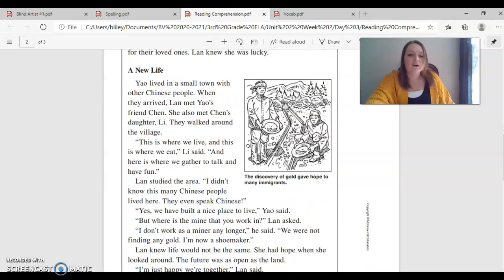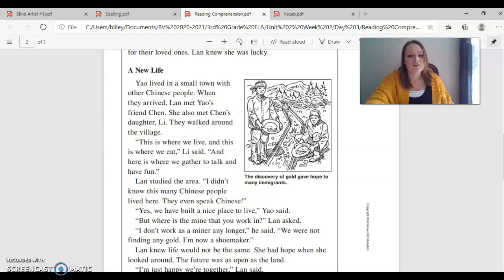A new life. Yang lived in a small town with other Chinese people. When they arrived, Lan met Yang's friend Chen. She also met Chen's daughter Li. They walked around the village. "This is where we live, and this is where we eat," Li said. "And here is where we gather to talk and have fun." Lan studied the area. "I didn't know this many Chinese people lived here. They even speak Chinese." "Yes, we have built a nice place to live," Yang said.